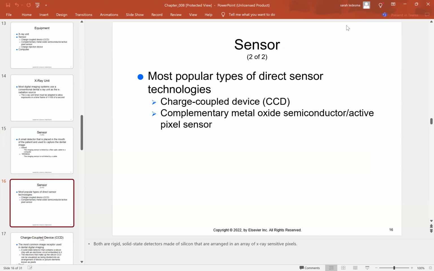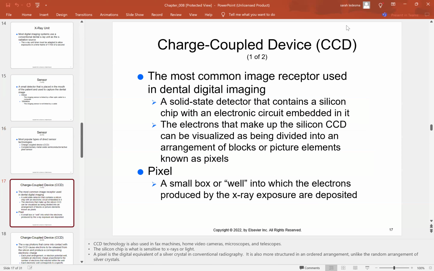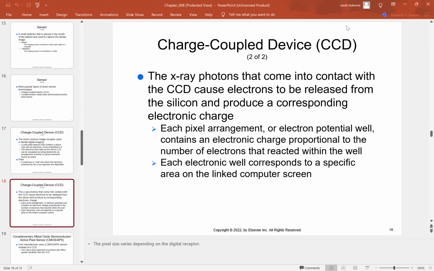Most popular types of direct sensor technologies: the CCD and the complementary metal oxide semiconductor active pixel sensor. CCD is the most common image receptor used in dental digital imaging. A pixel is a small box or well into which electrons produced by the X-ray exposure are deposited. The X-ray photons that come into contact with the CCD cause electrons to be released from the silicon and produce a corresponding electric charge.